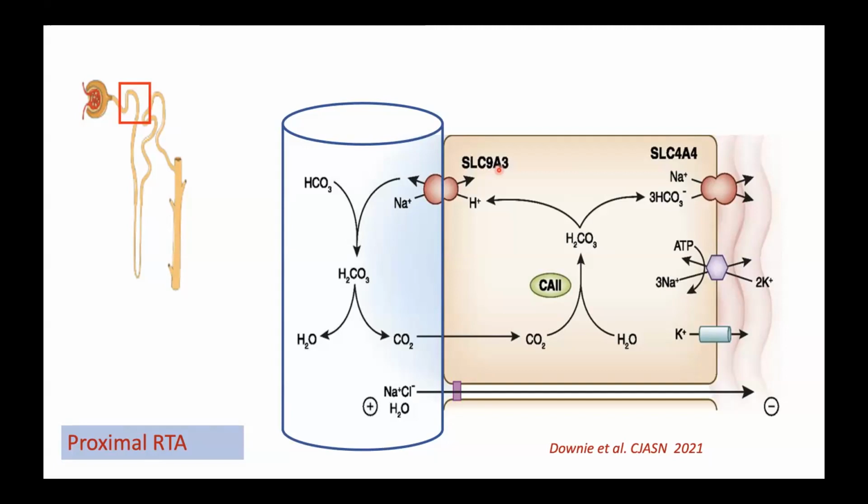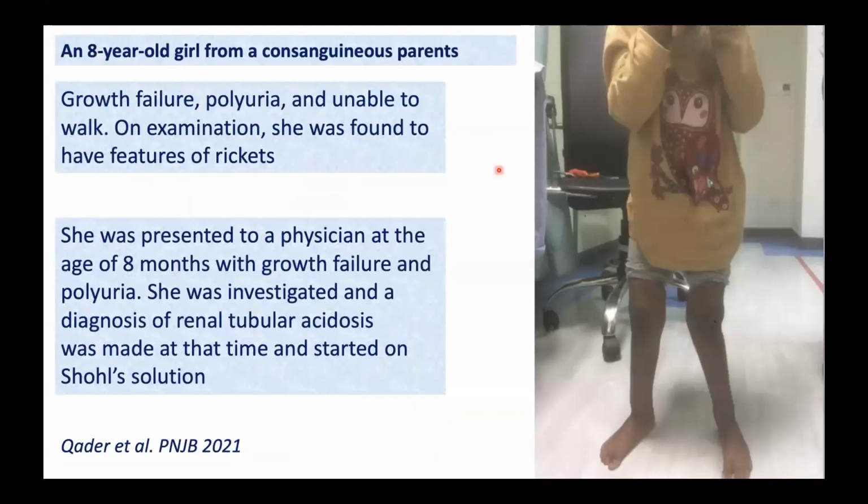This case is reported by one of our colleagues, Dr. Kader. This 8-year-old girl from consanguineous parents presented with severe growth failure and polyuria, and there are rachitic changes and also a disability of walking. The patient was first diagnosed at 8 months of age as renal tubular acidosis, and at that time she was on Shohl's solution, that is alkali supplementation.